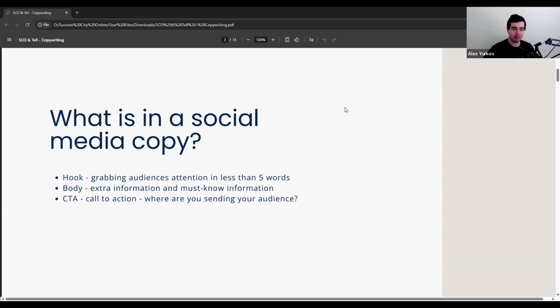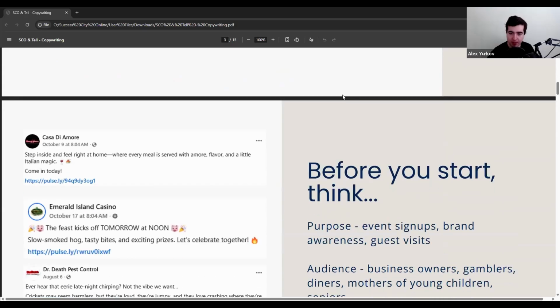Thank you, Mick. Those are divided into hook, body, and call to action, right? So in the beginning of the copy, you want to grab people's attention. The first thing they see in your post is the first few words, so you want to keep people's attention as fast as you get it. Body of the copy sometimes exists, as we will talk about. This is where you'll put in extra information, must-know information, some additional points that you want to get across. And then the CTA, or call to action: where are you sending your audience?